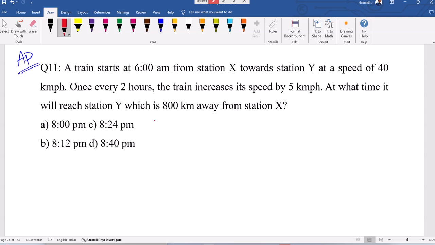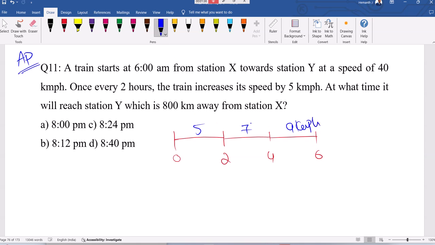Every 2 hours. So initially, what we'll do: first 2 hours speed is 5 kilometer per hour. Next 2 hours, 7 kilometer per hour. Next 2 hours, 9 kilometer per hour, like that. So this is 5, then 7, then 9. Speed, it's not distance, speed. Then 11, and so on.